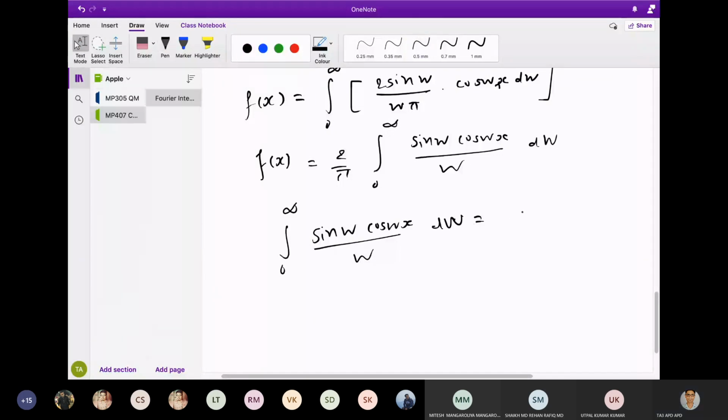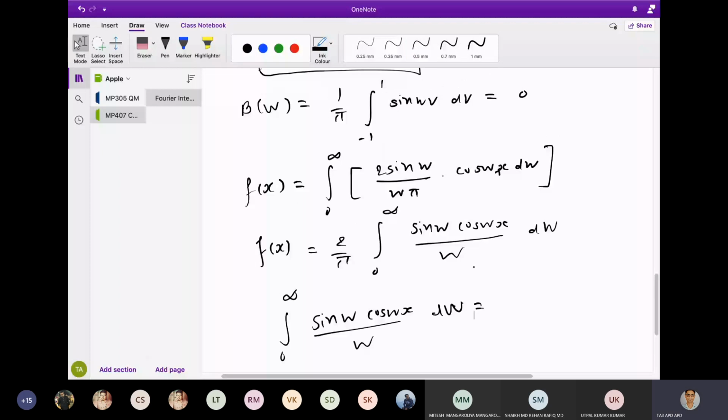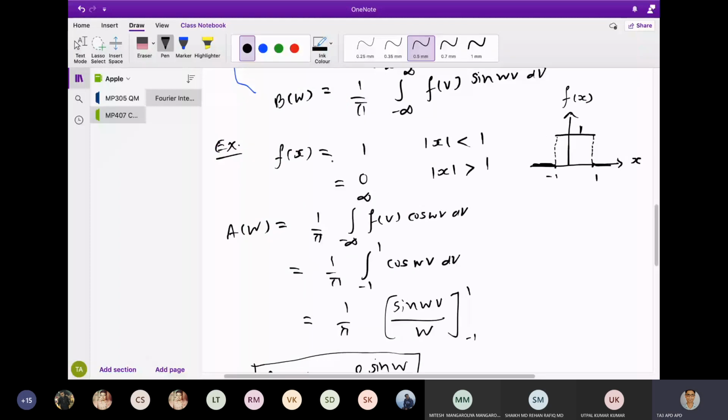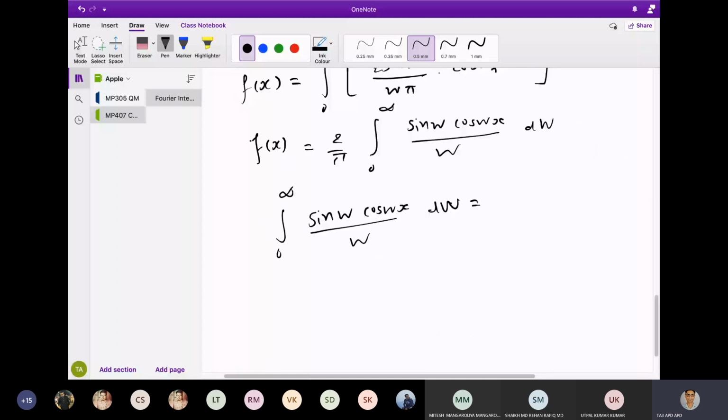Now, if we look at the format of f of x, the function actually has the value 1 between -1 and +1. So if you write down the value of this integral, f of x equal to 1 between -1 and +1, this is going to be equal to pi by 2, the condition being -1 less than x less than 1.